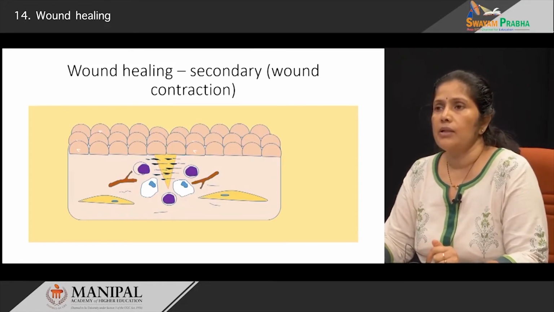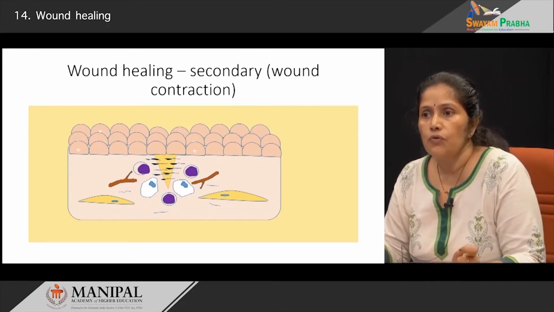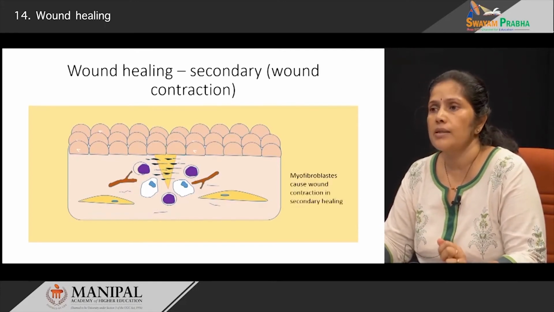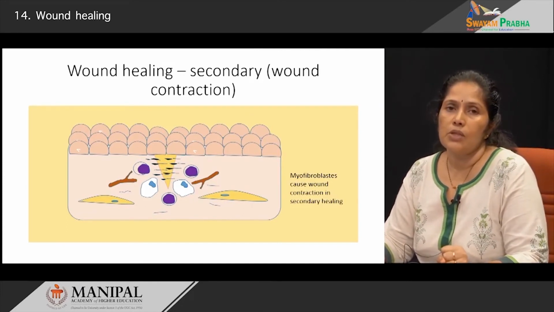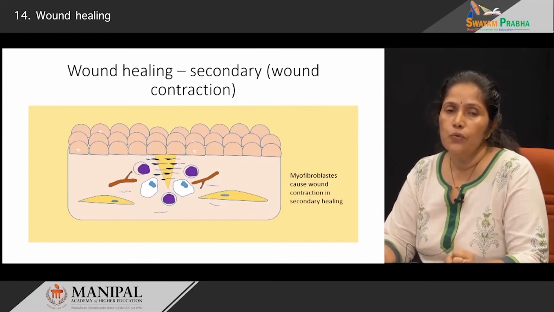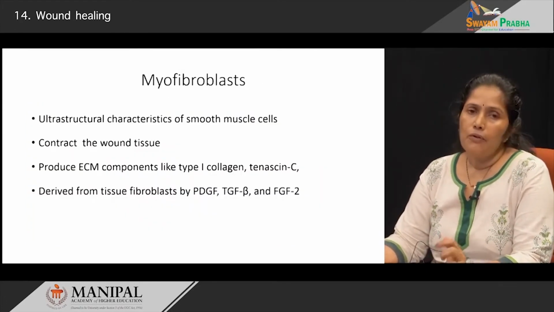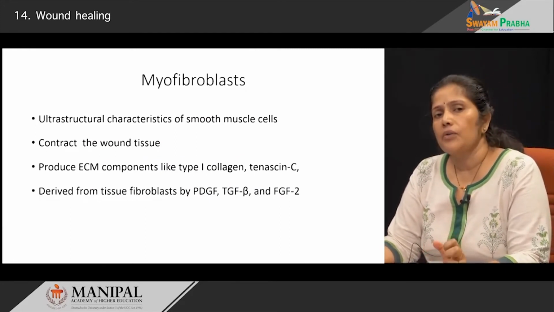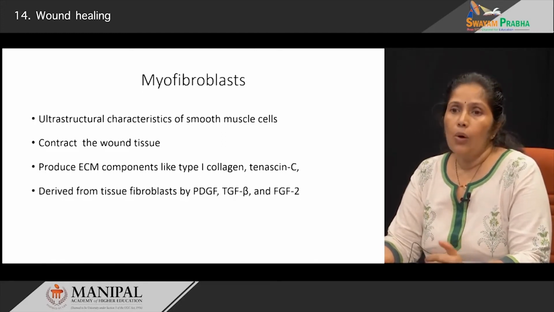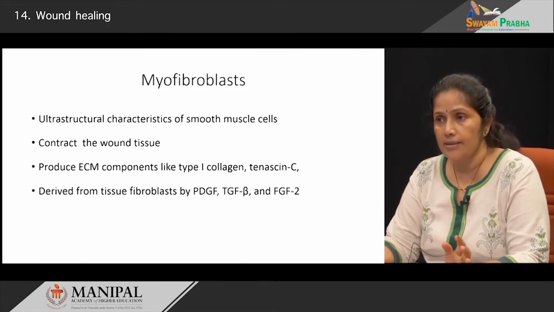While in healing by secondary intention, you have something known as wound contraction. Now, this wound contraction is done by special cells known as myofibroblasts, and they help to bring the edges of the wound together. So, let us see a little bit about myofibroblasts. Myofibroblasts ultrastructurally have certain characteristics similar to that of smooth muscle cells, and that is what helps them to contract. They also help to produce extracellular matrix components like type 1 collagen or tenascin.